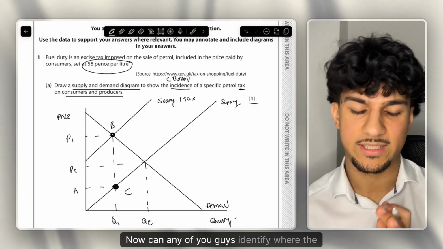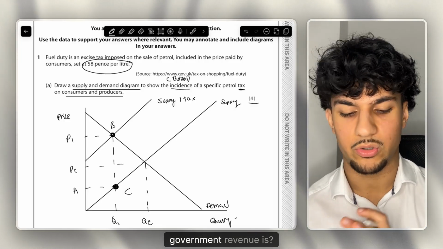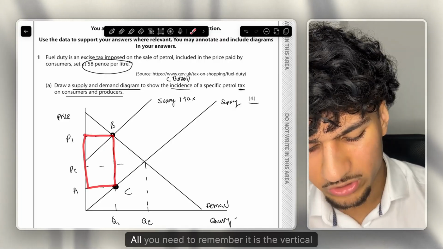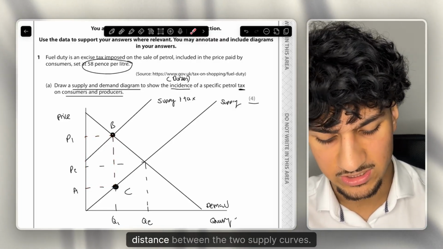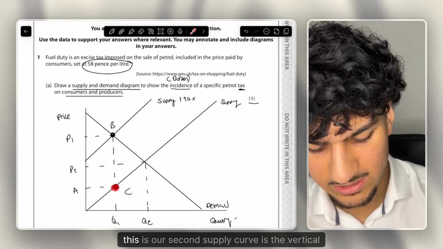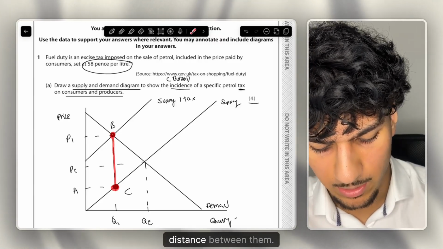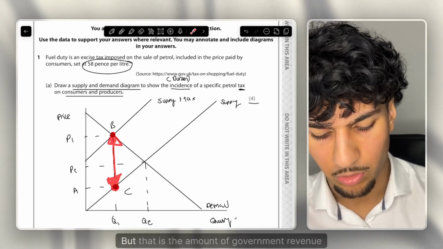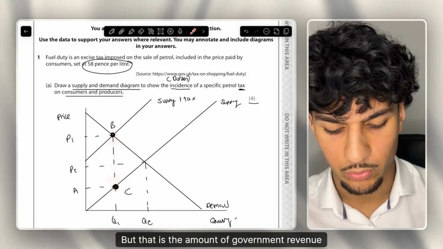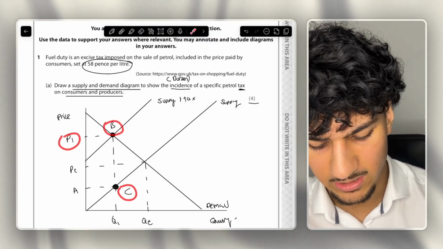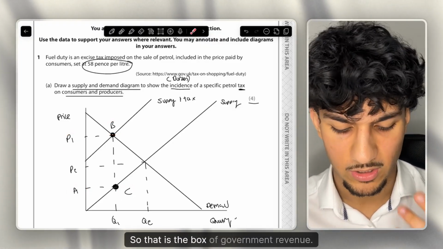Now, can any of you guys identify where the government revenue is now? So the government revenue is essentially just this box. All you need to remember, it is the vertical distance between the two supply curves. So this is our first supply curve, this is our second supply curve. It is the vertical distance between them. You can actually label that up and annotate that on diagrams, but that is the amount of government revenue raised. And the way we do it, so the box will be P1, B, C, A. So that is the box of government revenue.